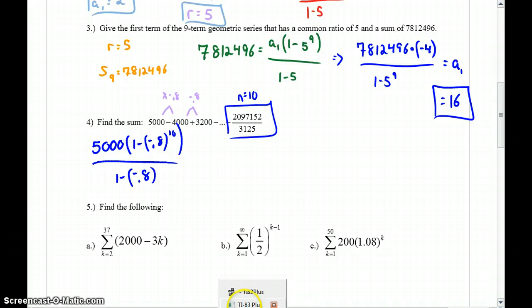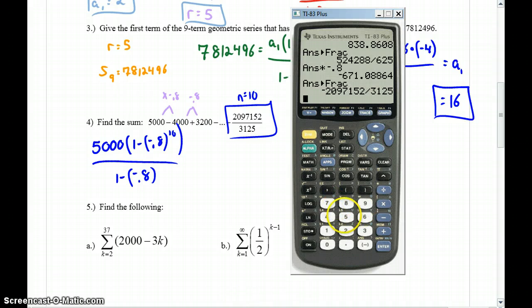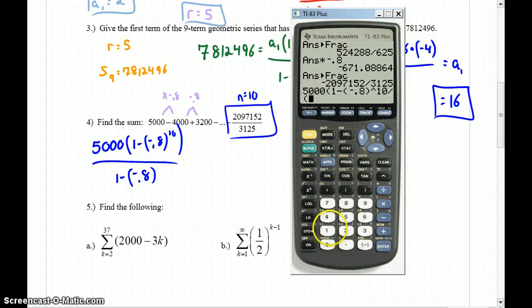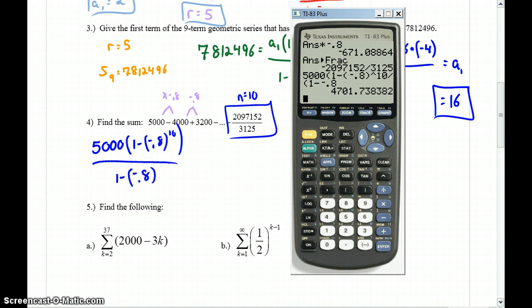Putting this into the calculator, just as is, 5,000 times 1 minus negative 0.8 to the power of 10, all divided by 1 minus negative 0.8 gets me 4,701.